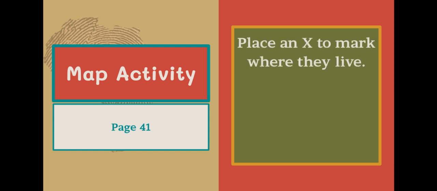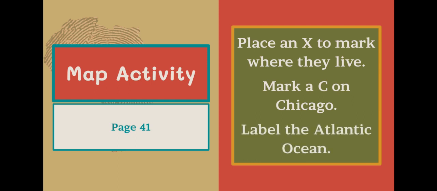I want you to place an X to mark where the Tuareg people live. I want you to mark a C where Chicago is. Then I want you to label the Atlantic Ocean. We will revisit the map when we read the text.